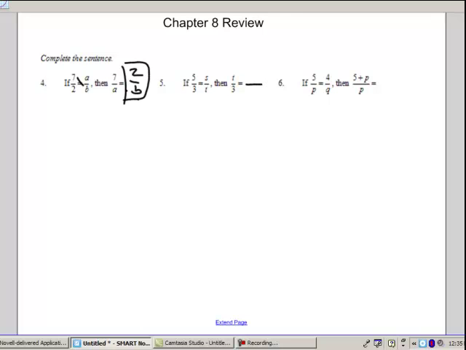For number 5, the t and the 5 are across from each other, so I'll put the 5 across from the t. The 3 and the s are across from each other. My answer is s over 5. 6 is that special case that I kind of told us about. 5 plus p over p must therefore be equal to 4 plus q over q.